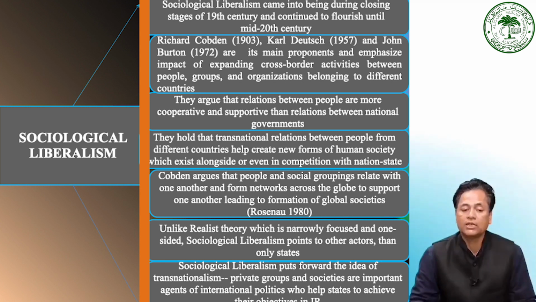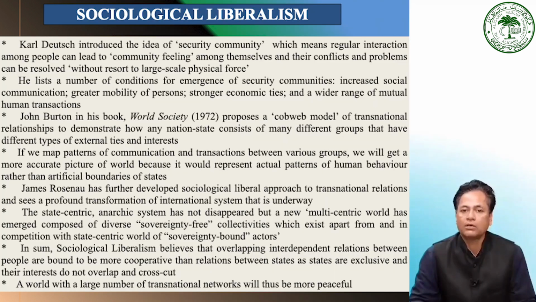Private groups and societies are important agents of international politics, and they help states to achieve their objectives in international relations. So there are so many social groups, so many powerful groups in international society, those who form networks, those who substantially contribute to the working of international relations. You have Amnesty International, you have Transparency International. They not only play an influential role in international politics, sometimes they also contribute to countries' national objectives. Particularly I am talking of the Western advanced countries. So in a way, these networks, these groupings, have become an important part of international politics.